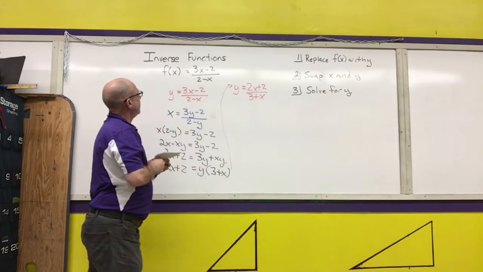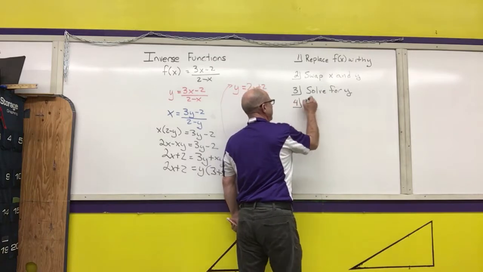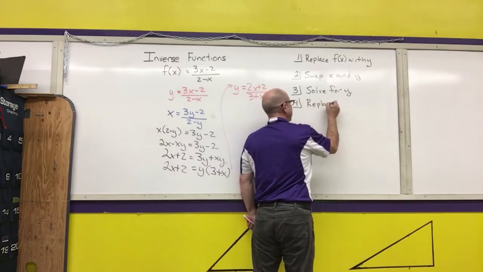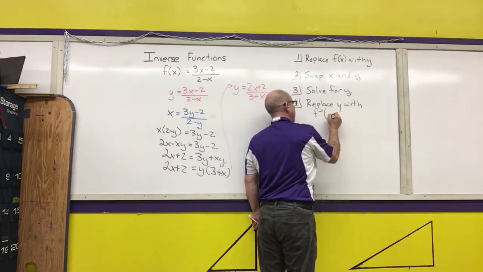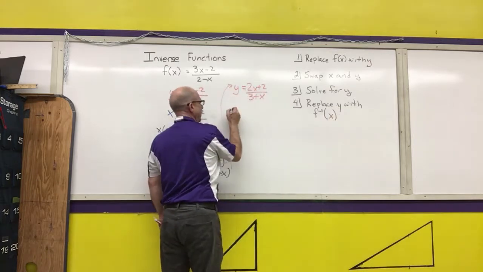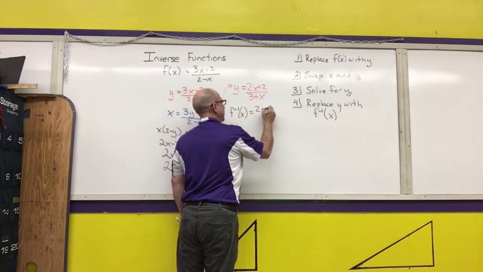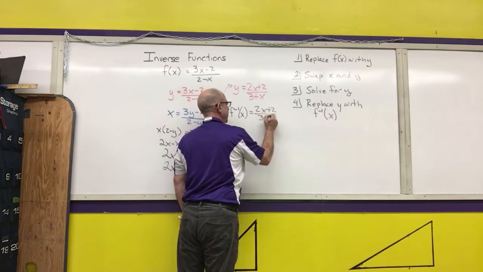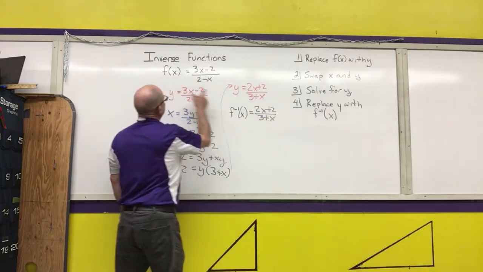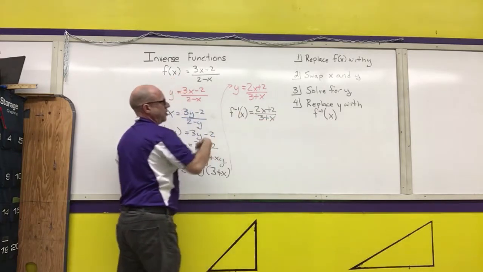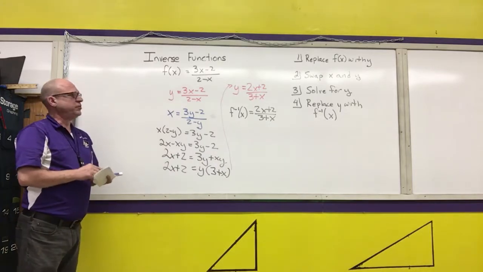Our final step for finding an inverse function algebraically is to replace y with f inverse of x. So that y becomes f inverse of x is equal to 2x plus 2 over 3 plus x. And you can take our original function and the inverse that we had, compose it in both directions, and you will end up with x as its final answer. Okay, I'm not going to do that just to save time on the videos.